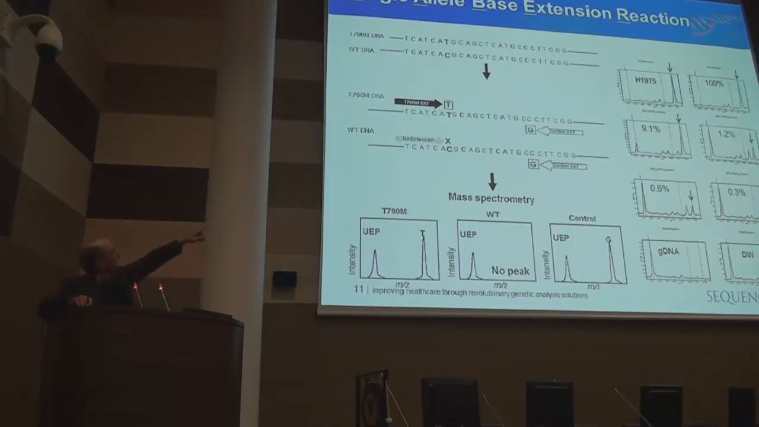And you can see that if you look over on the right-hand side of this slide, which are just artificial spike-in experiments, I get a very, very strong peak if I have pure mutant. Still a peak I can see if I have 1% mutant, even a peak I can see if I have 0.3% mutant, but no peak if there's no mutant. Okay.